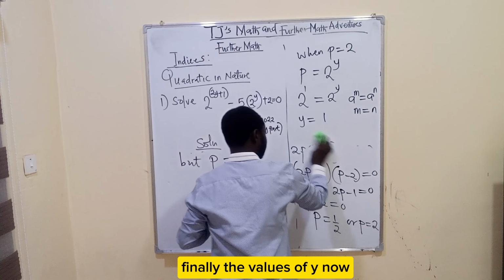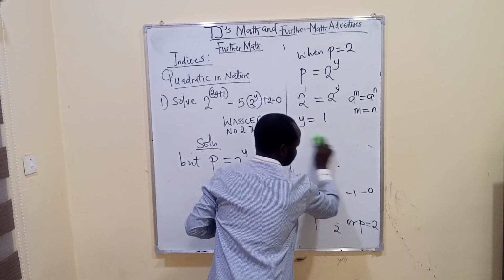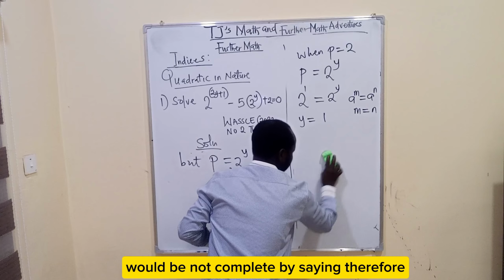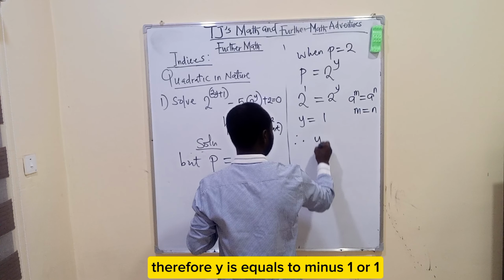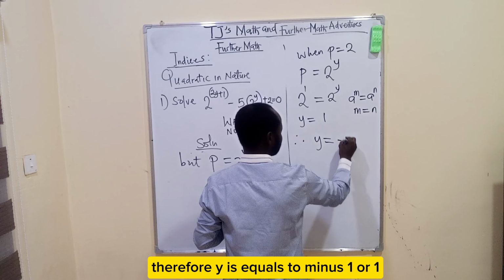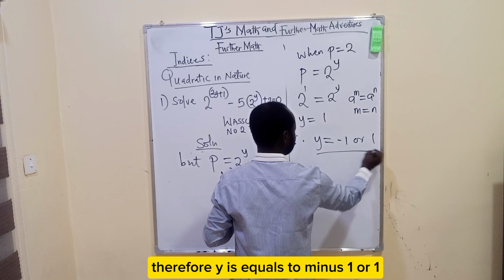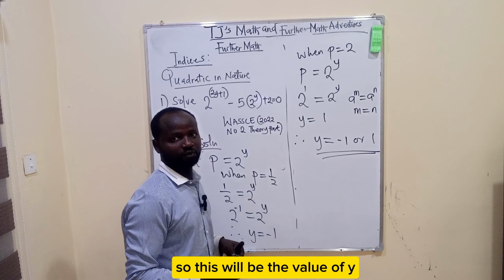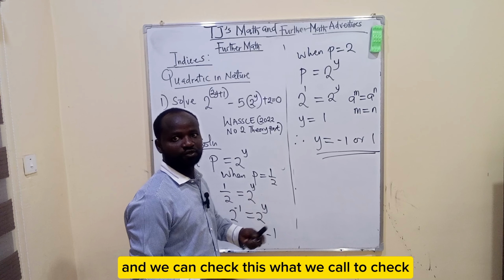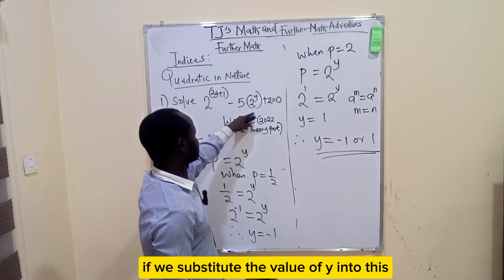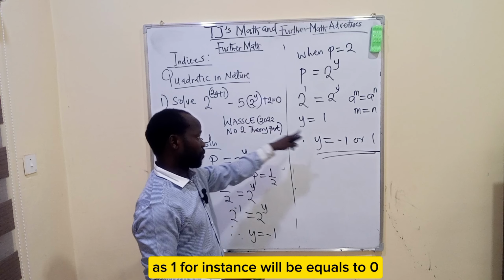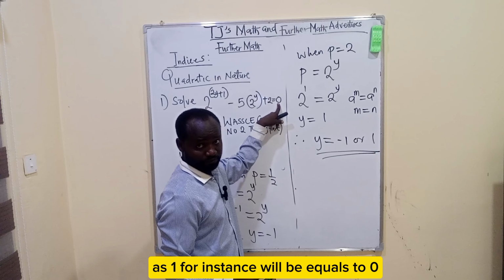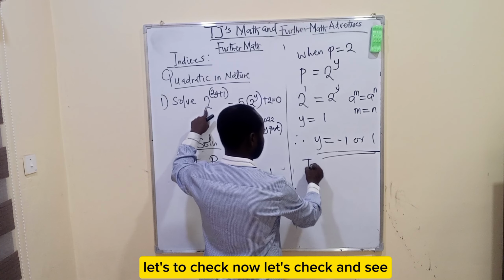Finally, we now conclude by saying therefore y is equal to minus 1 or 1. So this will be the value of y. And we can check. If we substitute the value of y, as 1 for instance, into the left-hand side, will it be equal to 0? So let's check now.